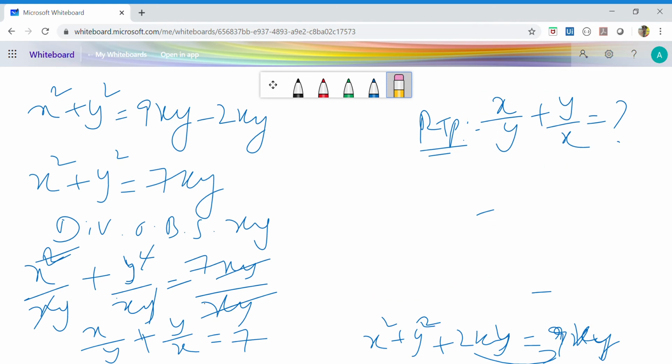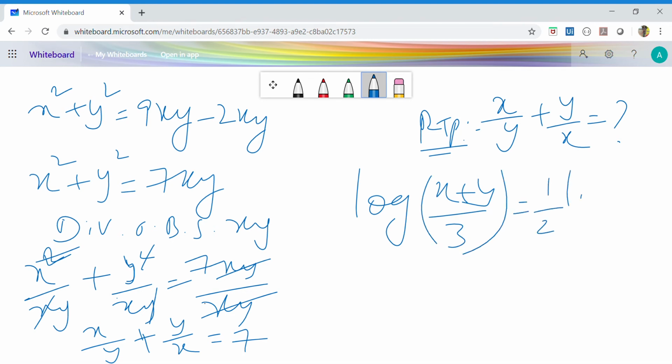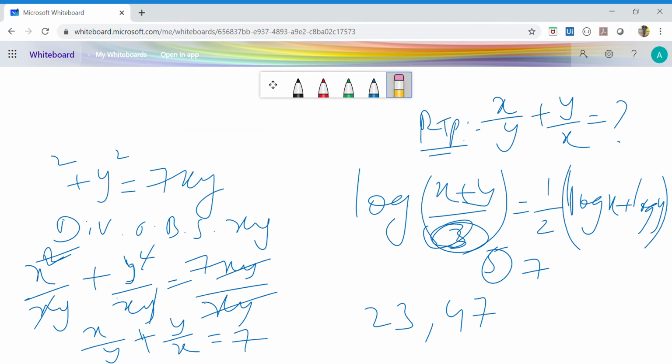So what is the given condition? The given condition is log of (x plus y) by 3 is equal to half of log x plus log y. In the same question, they will change the denominator, as here instead of 3, suppose they have given 5. What is the answer? 23 you will get. Instead of 5 they will give 7. What is the answer? 49 minus 2, 47 is the answer. In such a way we will get.